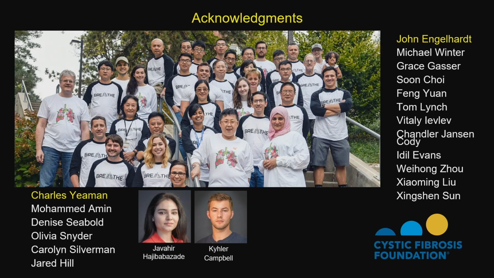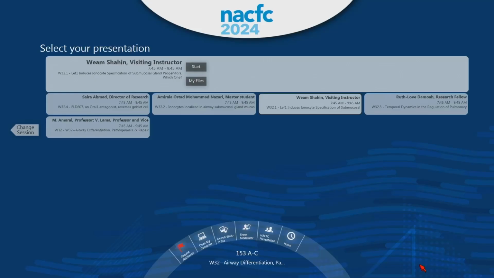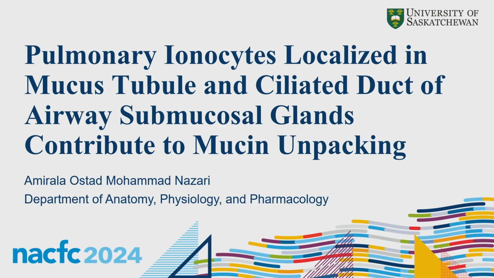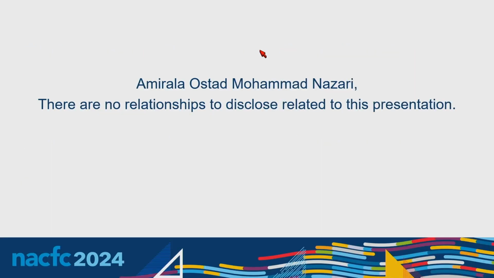So our next speaker is Amirala Ostad Nazari, and the title is Ionocytes localized in airway submucosal gland mucus tubule and ciliated ducts contribute to mucin unpacking. All right. Well, as Margarita mentioned, my work revolves around pulmonary ionocytes in the submucosal glands and how they may potentially contribute to mucin unpacking. Firstly, I want to extend my gratitude and appreciation for the invitation to present our work. There are no relationships to disclose.